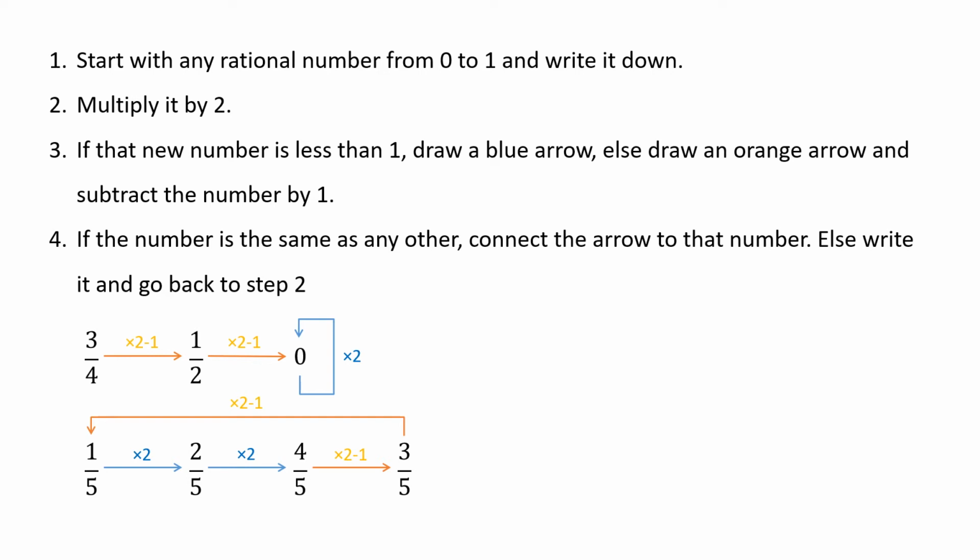As you can see, the blue arrow means doubling, while the orange arrow also means doubling, but subtracting by 1 afterwards. When the number is less than 1/2, it points with a blue arrow, else it points with an orange arrow.